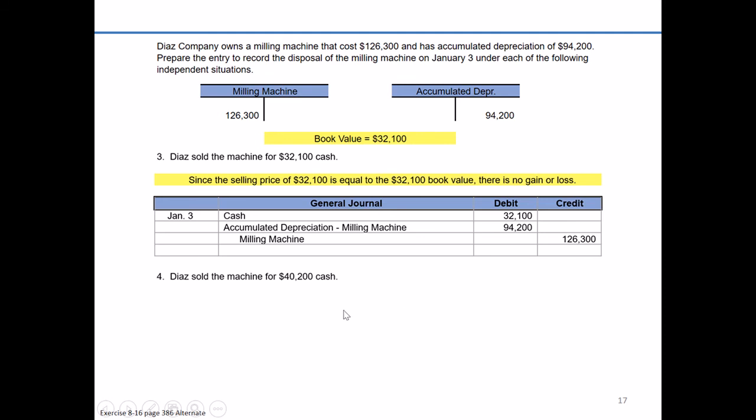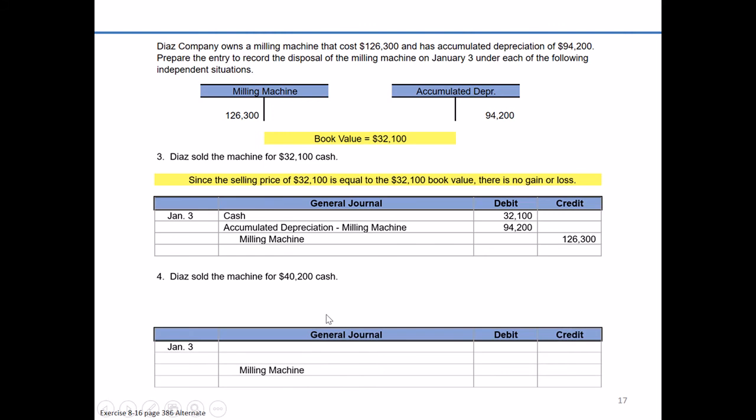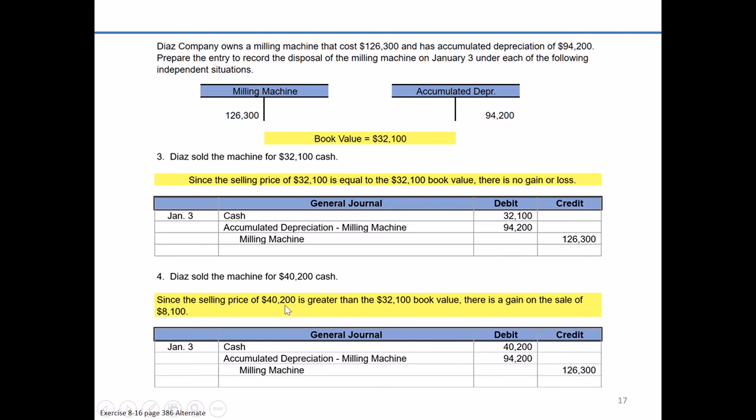What about our next one? We're going to sell, in this situation, the machine for $40,200 in cash. Again, credit milling machine for $126,300. Debit accumulated depreciation for $94,200. Debit cash, but this time for $40,200. Let's do a comparison again. $40,200 received in cash minus the book value of $32,100. This time, the amount we received is greater than the amount we gave up, so that's a benefit to us. In particular, it's considered a gain on the sale, and it's going to be a difference of $8,100.